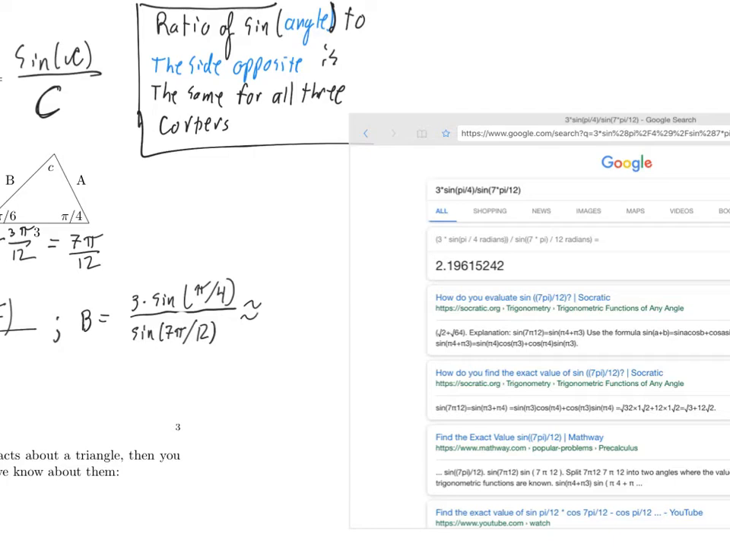Okay, we're back. So, asking the Google calculator to compute the sine of pi over 4, notice it even says explicitly in radians, that's good. Divided by the sine of 7 pi over 12, also in radians, that's good, results in approximately, let's say 2.20. Nice.